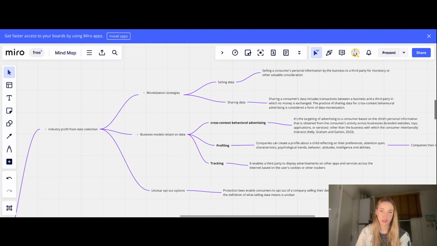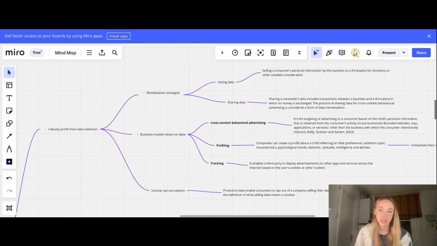So, monetization strategies. The two main monetization strategies are either selling data or sharing data. Selling data is, as it sounds, exchanging data for money. So it's selling a consumer's personal information by the business to a third party for monetary or other valuable consideration. When we mean other valuable consideration, we are also going into the territory of sharing data.